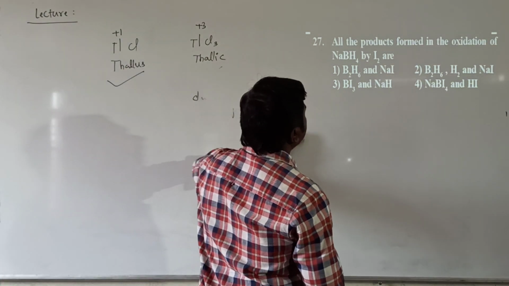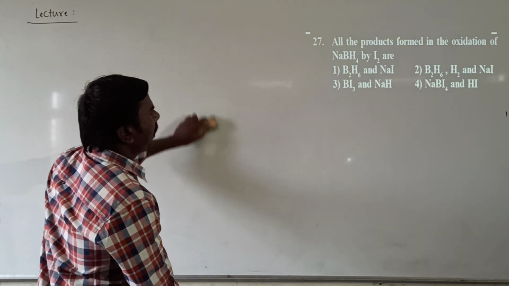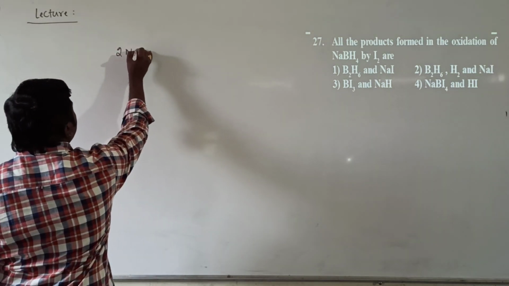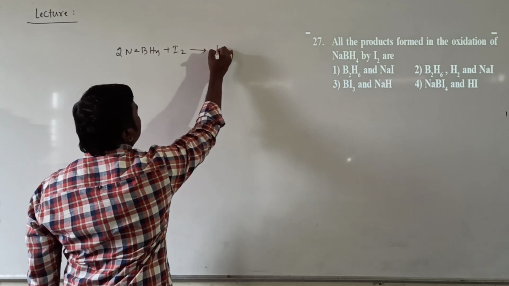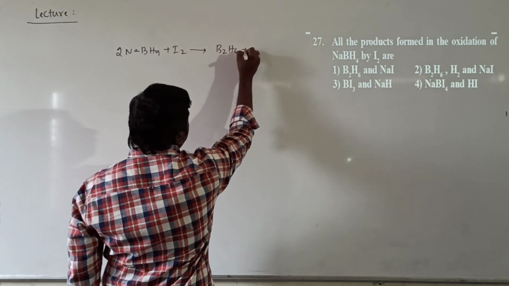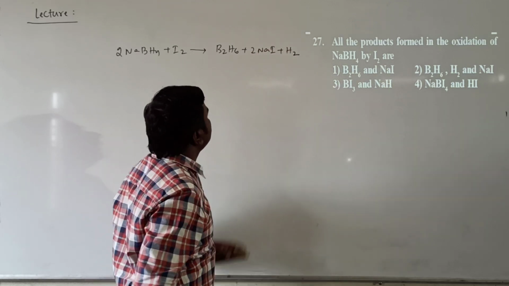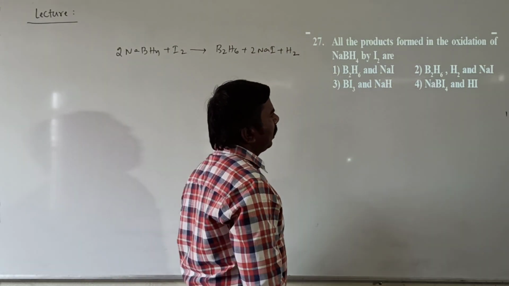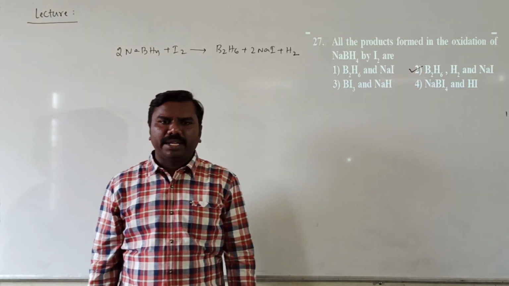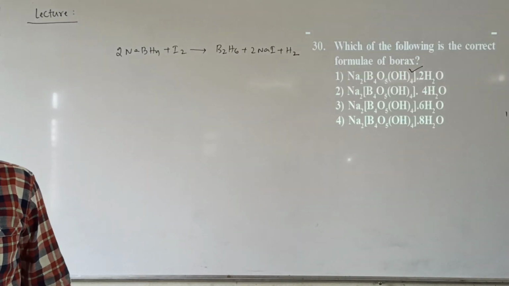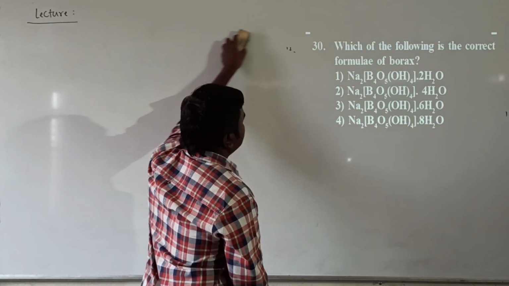Next. All the products formed in the oxidation of NaBH4 with I2: 2NaBH4 plus I2 gives B2H6 plus 2NaI plus H2. So the products are B2H6, H2 and NaI. Next. Which of the following is the correct formula of borax?